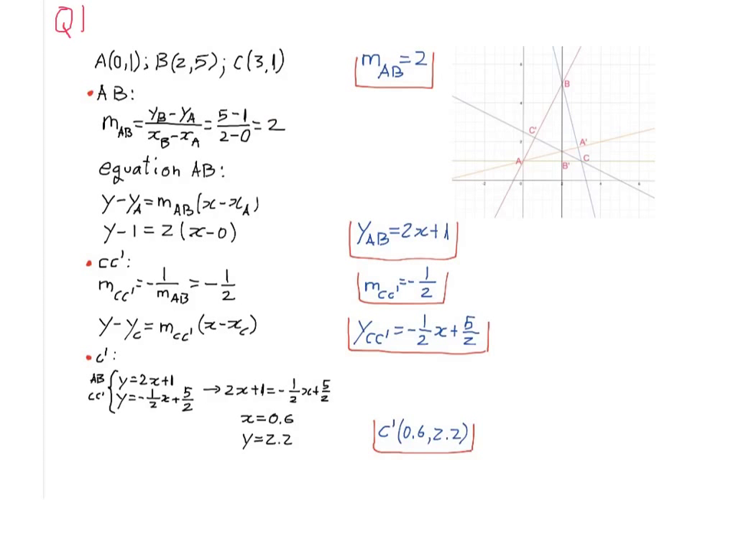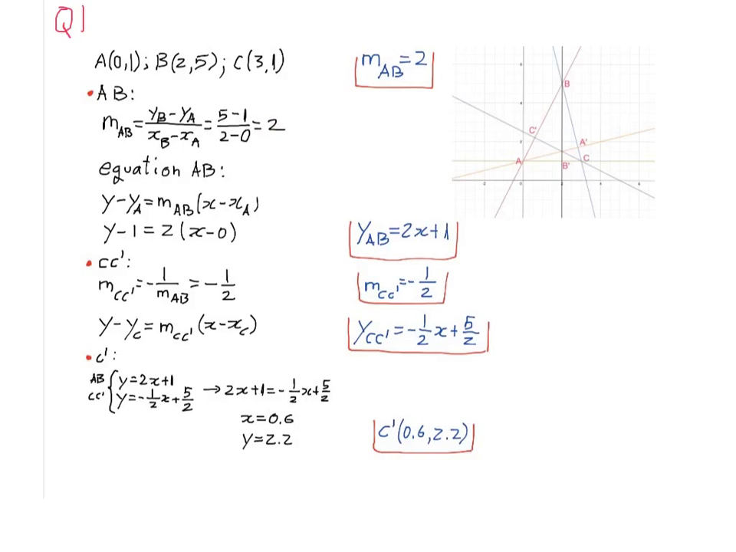We know that the gradient of a perpendicular line to a given line is mCC prime equal to minus 1 over mAB. And that means that the gradient of CC prime, the altitude on AB, is going to be minus 1 over 2.